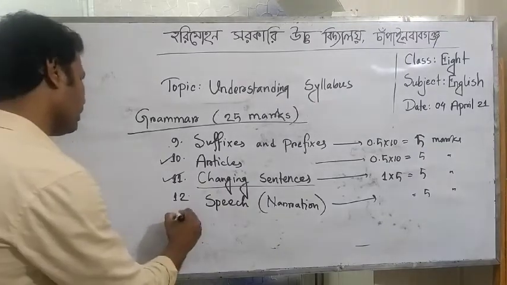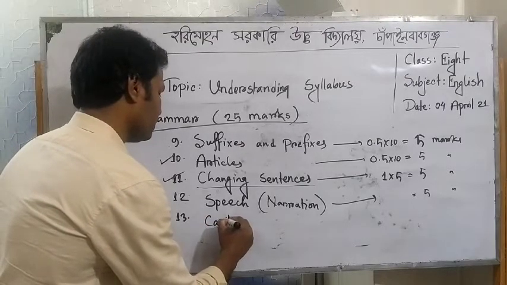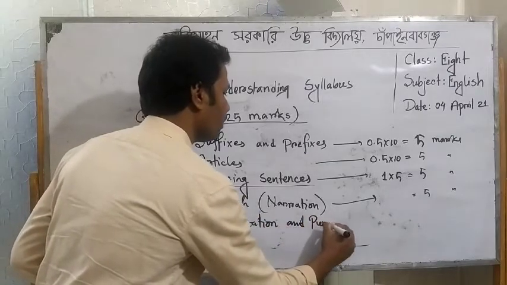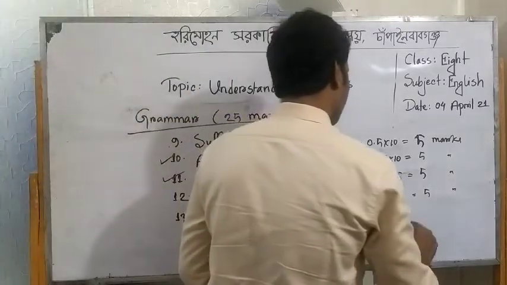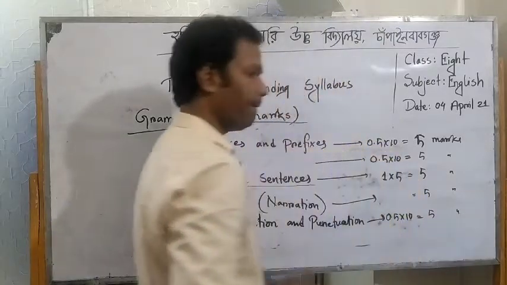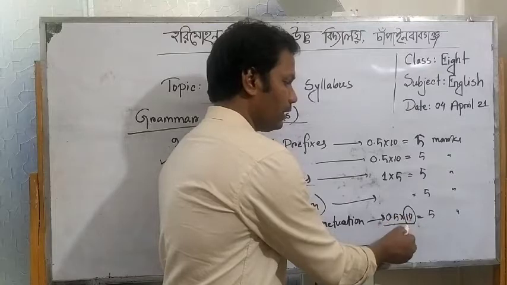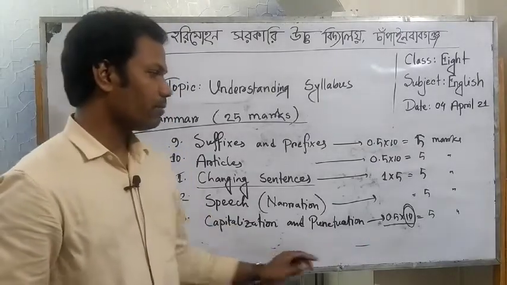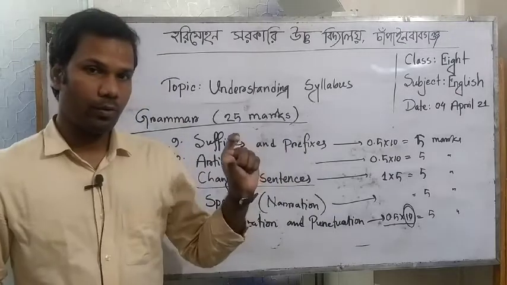And the last one is number 13, capitalization and punctuation. Okay, you are already acquainted with this also. Here, the question pattern is 5 marks. Here is a very important thing. Here are 10 mistakes or 10 errors or 10 vacant places of punctuations or capitalizations, but you have to put the right capitalizations and punctuation marks on the passage.